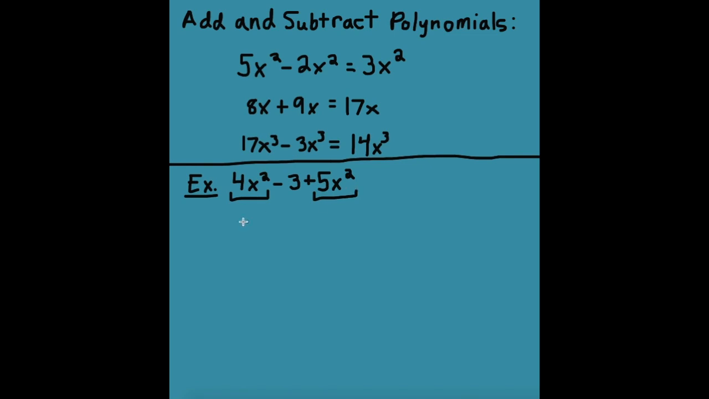So, I will rewrite this as 4x squared plus 5x squared minus 3, where I have the like terms of 4x squared and 5x squared together. 4x squared plus 5x squared equals 9x squared. Since negative 3 doesn't have a like term in this problem, our final answer is 9x squared minus 3.